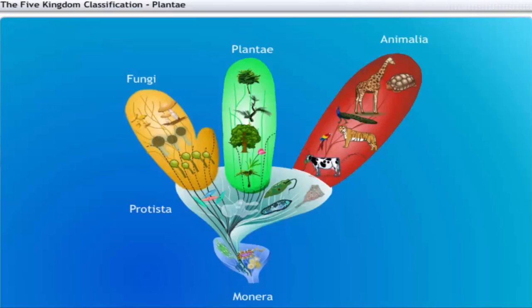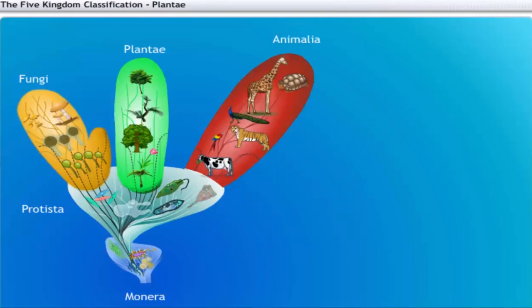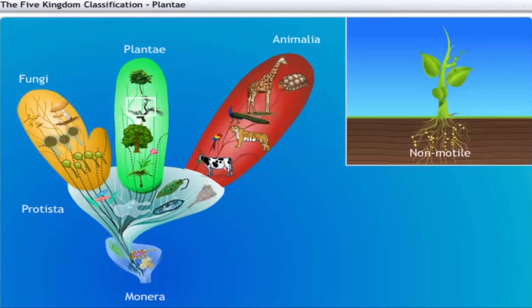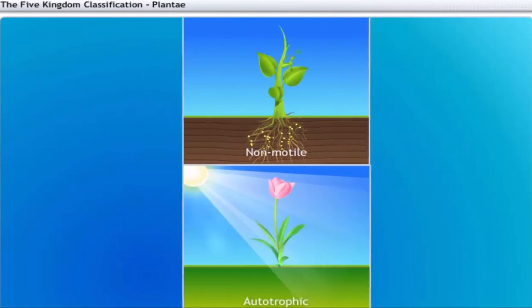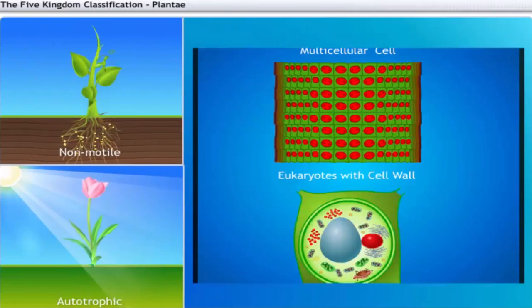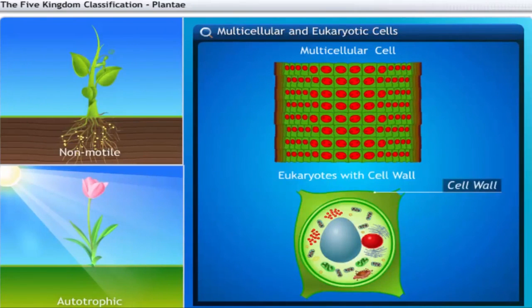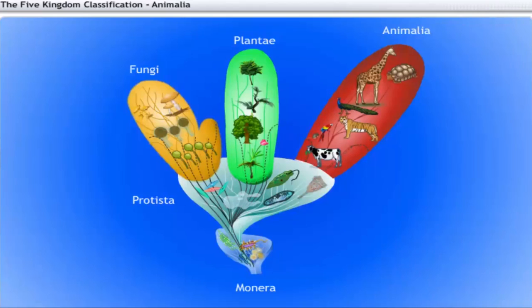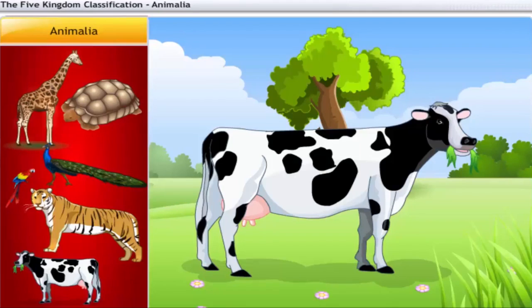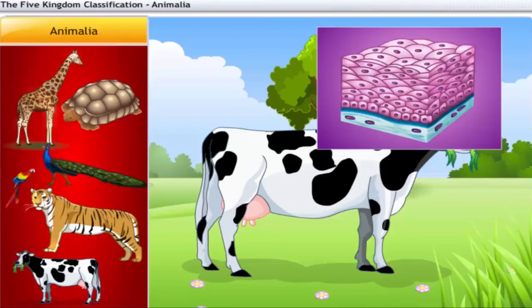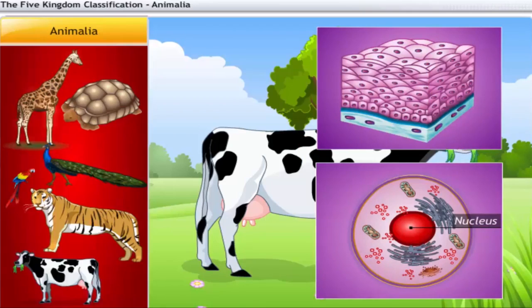The kingdom Plantae includes all plants that are non-motile and autotrophic. They are multicellular and eukaryotic with cell walls made of cellulose. Kingdom Animalia is the largest of the kingdoms in terms of species diversity. This kingdom includes all the animals that are motile and heterotrophic. They are multicellular and eukaryotic without cell walls.